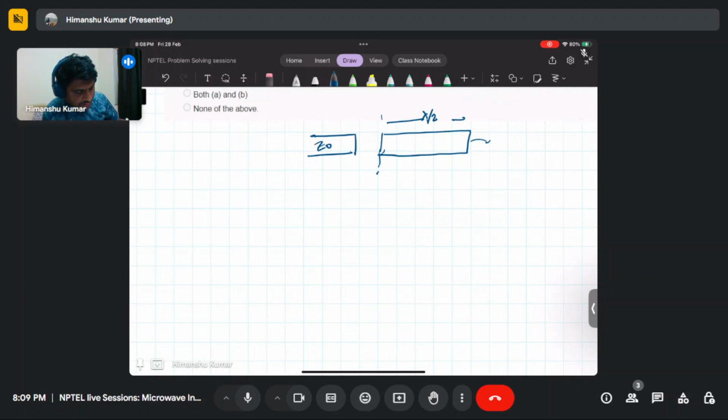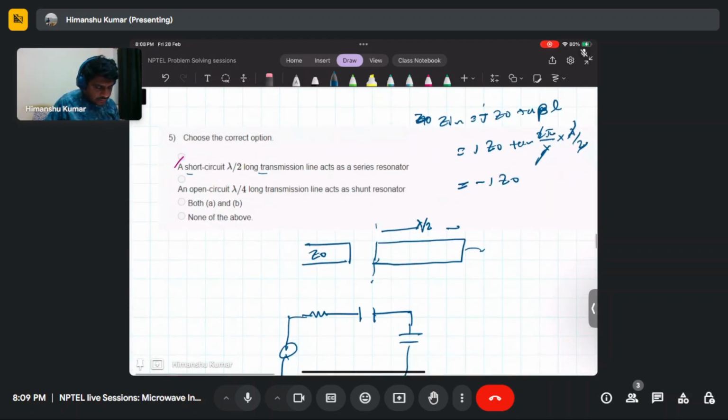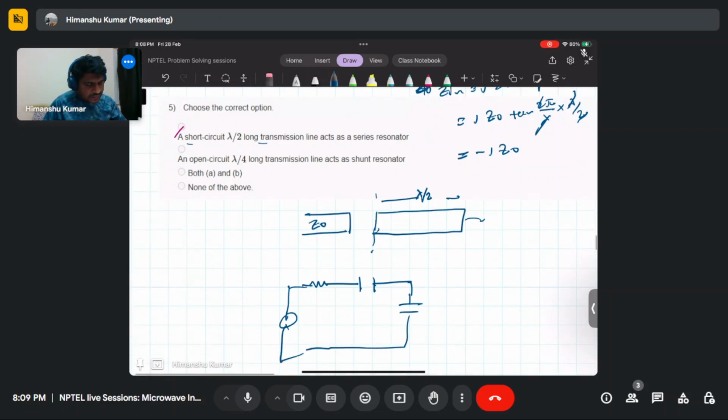You can write this as Z naught resistance plus air gap capacitance plus this load capacitance. Wait, this is a lossless line actually. So it has a characteristic impedance, but at the input there is nothing appearing, because now it's behaving like an inductance, right? Because you short circuited it, that's why the properties got changed.